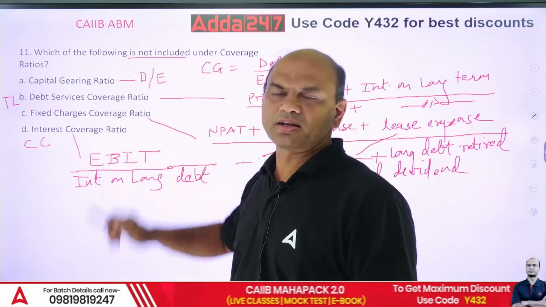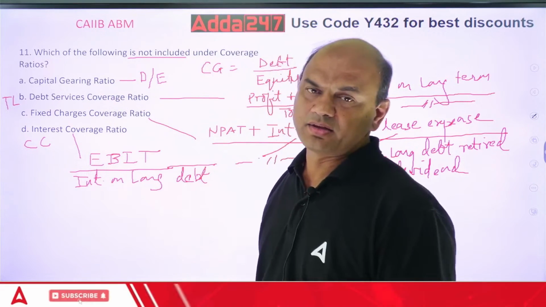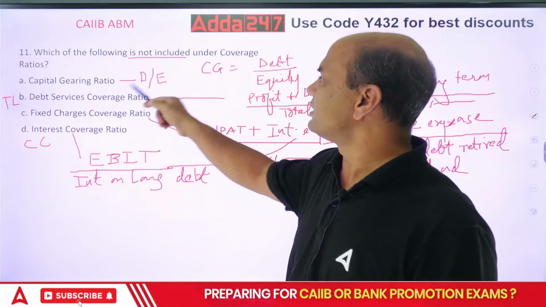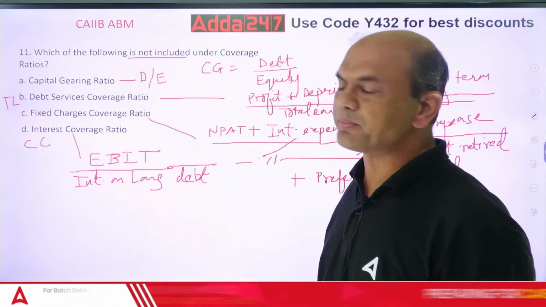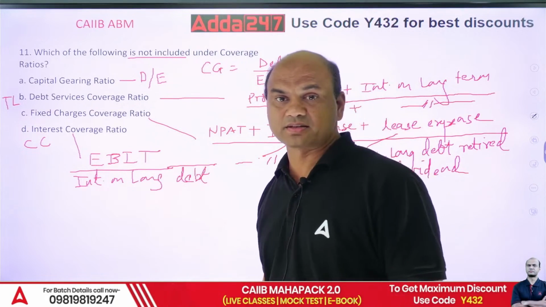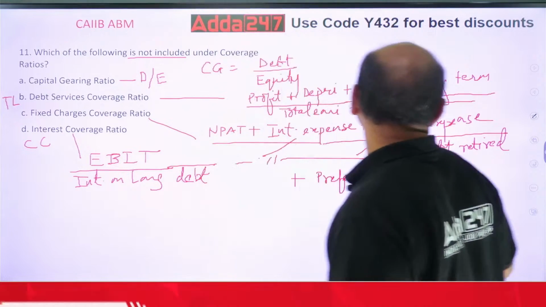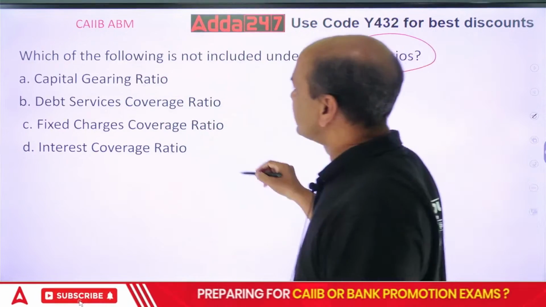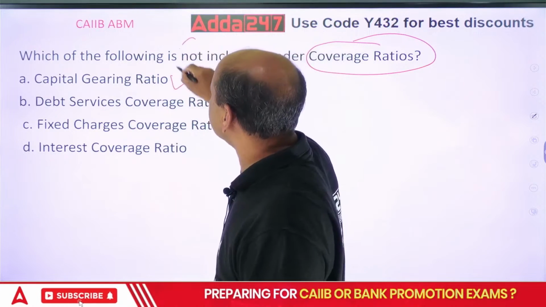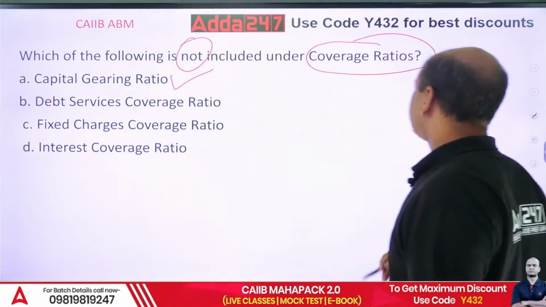So capital gearing ratio. The answer is A. This is not covered in the coverage ratios. So it is capital gearing ratio. A is the answer. Kindly note, the answer is A. Okay, this one is the answer, not included. Okay, got it?